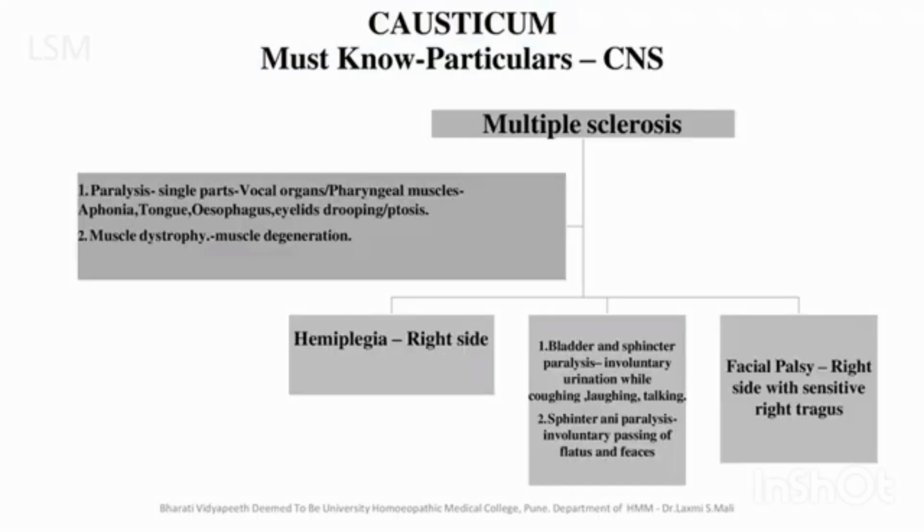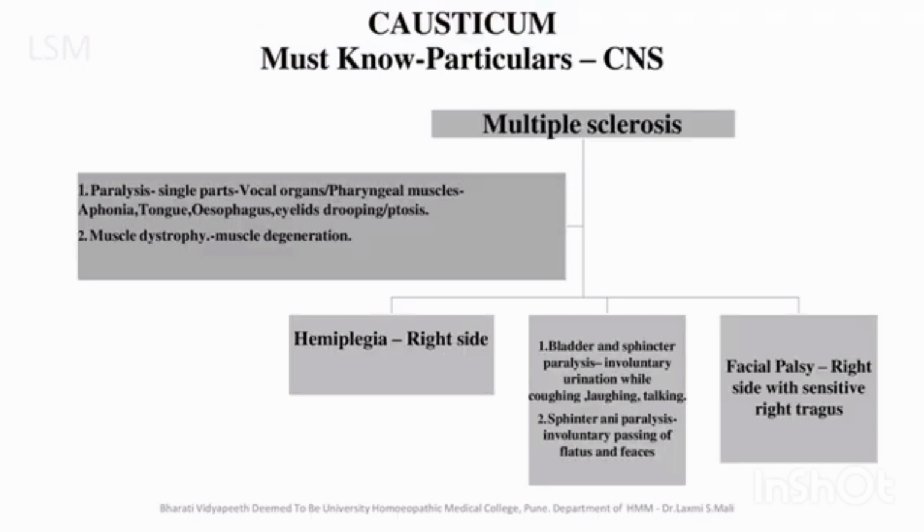Causticum is known to have multiple sclerotic changes in the central nervous system. It causes paralysis of single parts, like paralysis of vocal organs or pharyngeal muscles, resulting in aphonia, paralysis of tongue, esophagus, causing dysphagia, paralysis of eyelids, causing drooping or ptosis. There is muscle dystrophy along with muscle degenerative changes seen in Causticum. Causticum has right sided hemiplegia.